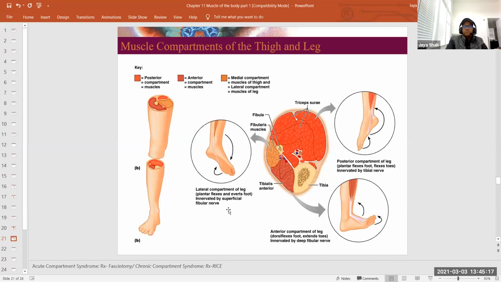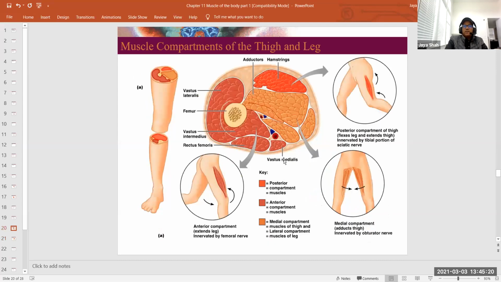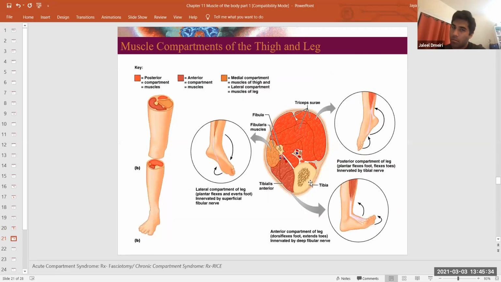So now let's talk about compartment syndrome. Let's go back to this. This is the femur, and our patient has trauma. Where was the trauma, in the leg or in the thigh? I think it was the leg. So here is the tibia, and the patient has a tibia fracture. When the patient has a tibia fracture, what happens? It will damage maybe the posterior compartment or the anterior compartment, most possibly the anterior compartment. Let's see.